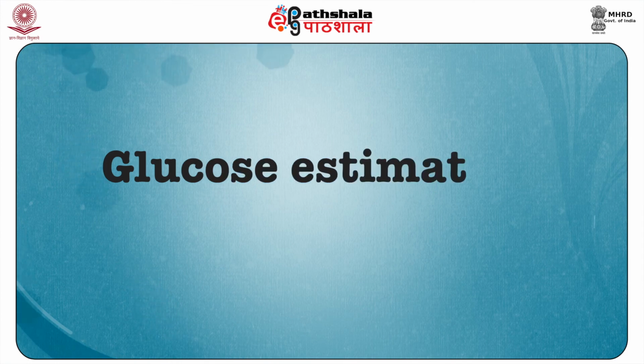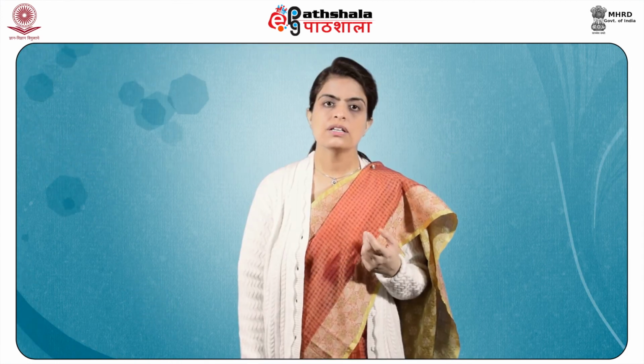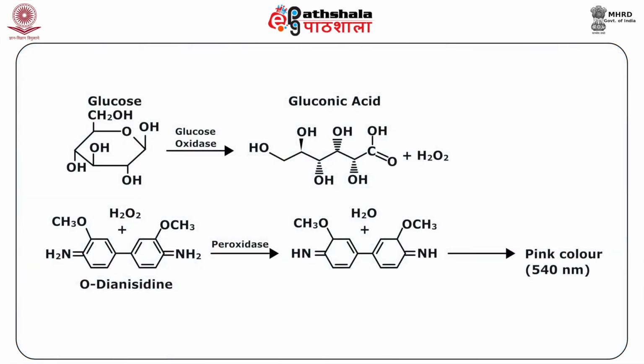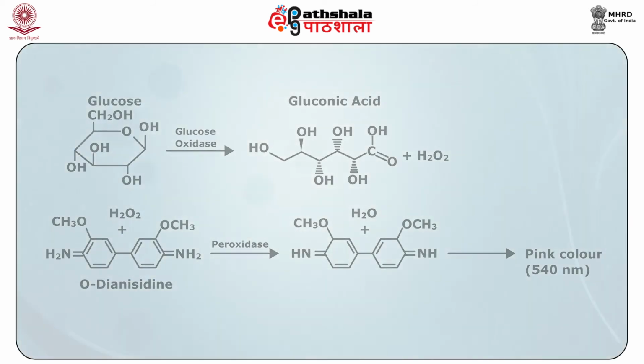Now we'll talk about how to estimate glucose in the blood. Blood glucose is measured by the glucose oxidase test. In this test, the blood sample is reacted with glucose oxidase enzyme, which converts the glucose to gluconic acid and hydrogen peroxide. The hydrogen peroxide is reacted with peroxidase enzyme in presence of o-dianisidine. This yields a pink color that can be measured spectrophotometrically at 540 nanometers. The intensity of the pink color is correlated with the levels of glucose in the blood.